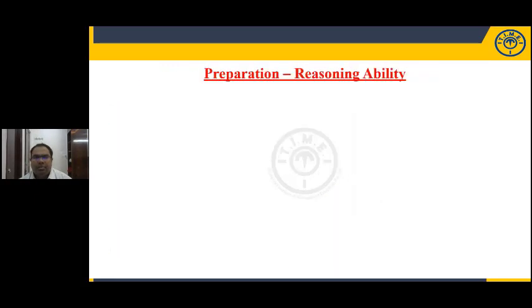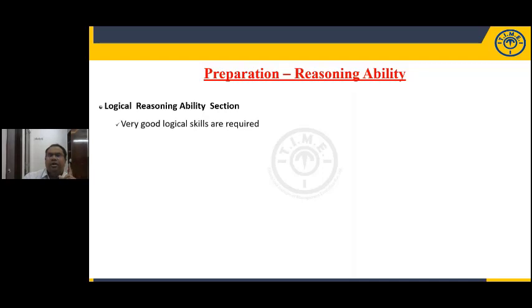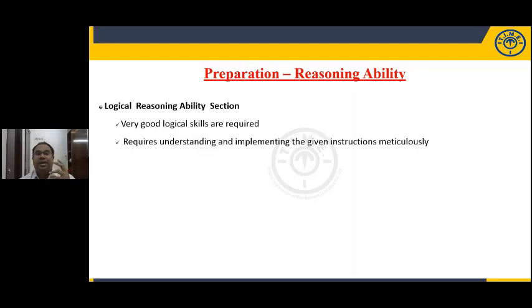Let us look at the preparation aspect. The logical reasoning section itself requires good logical skills, good understanding of the given set of instructions. That is very, very important. You may be solving a puzzle or a symbol notation or a sequence question. Understanding the information given, understanding the instructions given, is very, very important.